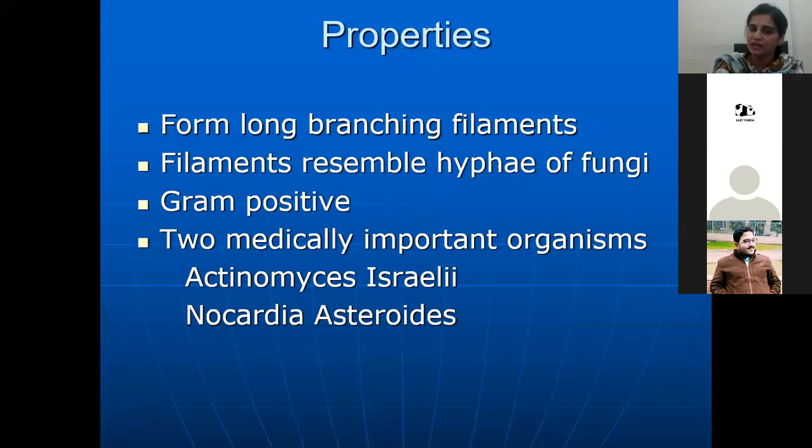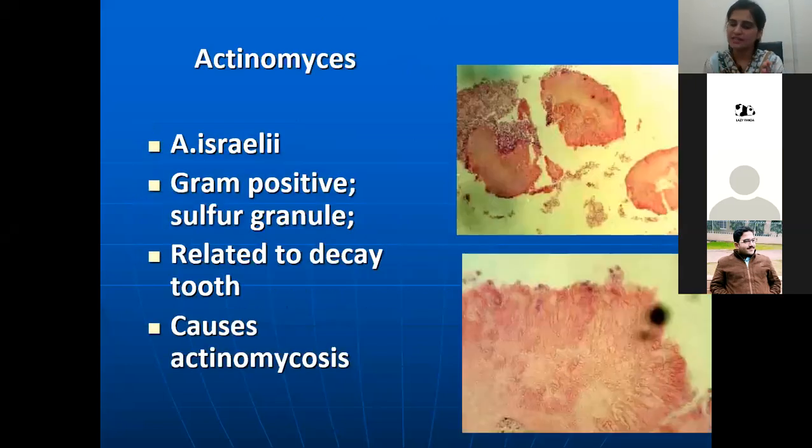There are two medically important organisms: Actinomyces israelii and Nocardia asteroides. Remember the names. I always told you, remember the full names. These are the actinomycetes. So actinomycetes are gram positive. The structure is filamentous and it resembles the hyphae of the fungi. Actinomyces israelii is gram positive, and several granules are present in it, and it is related to tooth decay and causes actinomycosis. So the organism is Actinomyces israelii, and it causes actinomycosis.